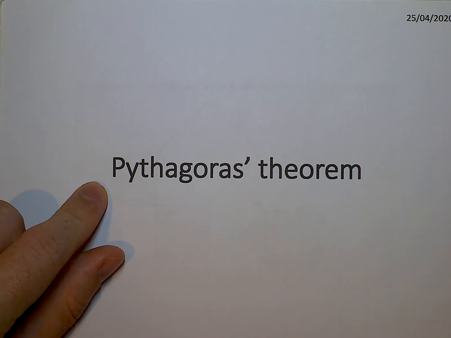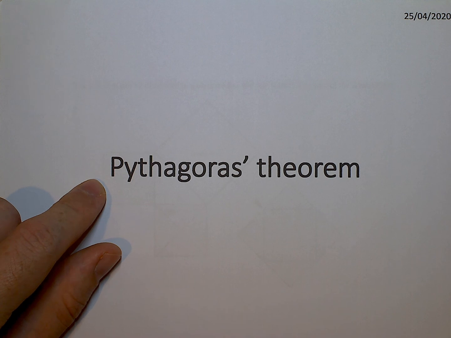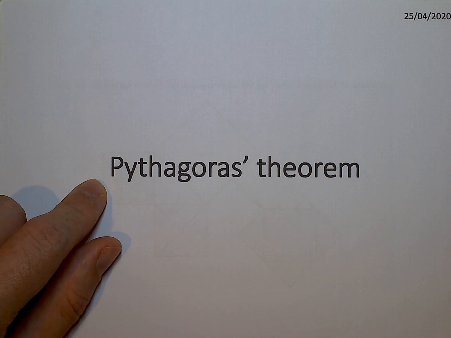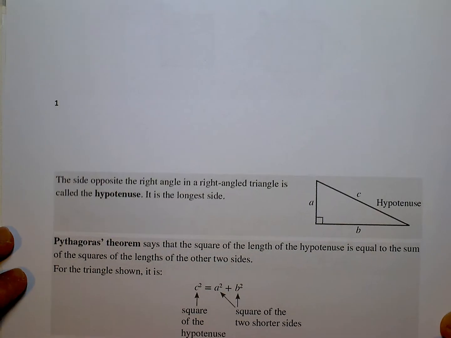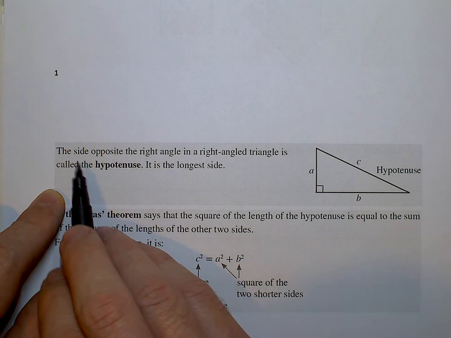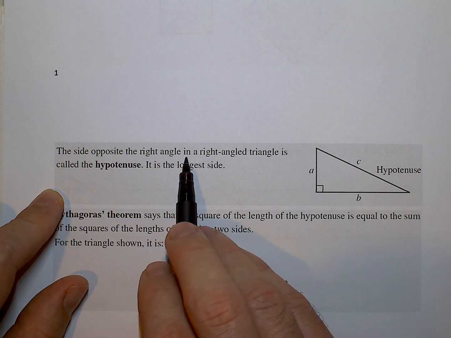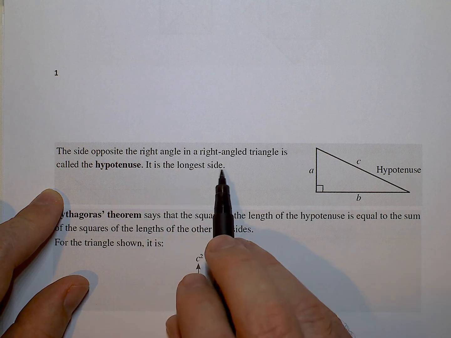Now, the first concept we're going to be looking at is Pythagoras' theorem. This is a way of solving the lengths of different sides of a right-angled triangle. There are a few things we need to establish before we get right into it. We need to understand that the side opposite the right angle in a right-angled triangle is called the hypotenuse. It is the longest side.